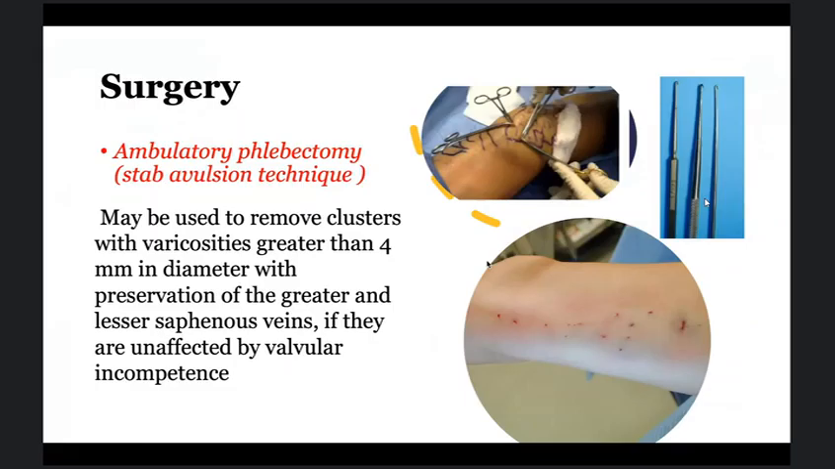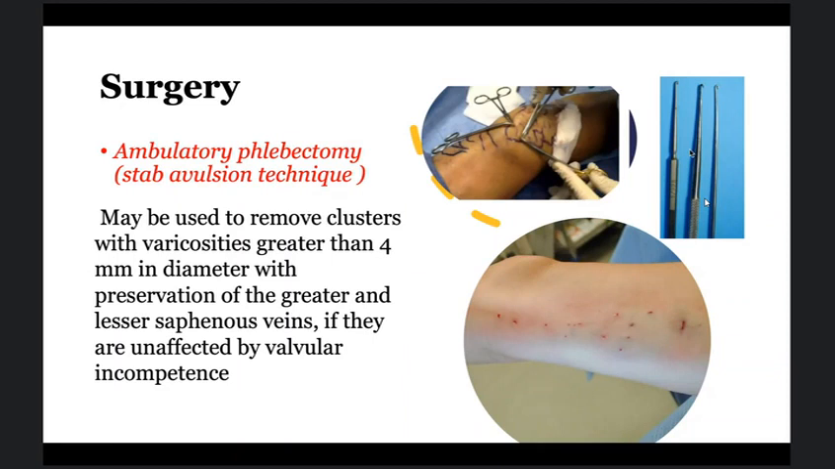Surgery. Surgical ablation of varicose veins. We have ambulatory phlebectomy, or what we call stab phlebectomy. That is avulsion of varicose veins. For avulsion, we make small stab incisions over the course of the varicose veins, and then we use a special phlebectomy hook to avulse the varicose veins.